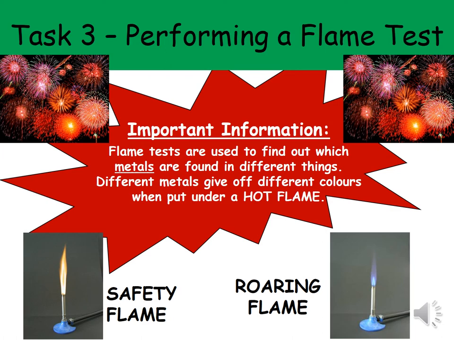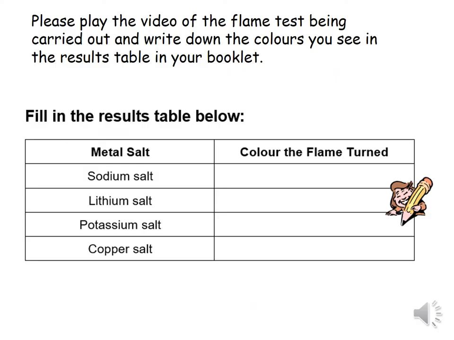So the following slide will show me carrying out a flame test. Can you now please go to the video clip of me carrying out the flame test, and can you look out and notice the different colours that each of the metals that I burn using the Bunsen burner give off? And when you notice the colour, can you please record them in this results table that you have in your Year 6 induction booklet? So remember to look out carefully for the different colours that each of the metals will give off when they are being burned.